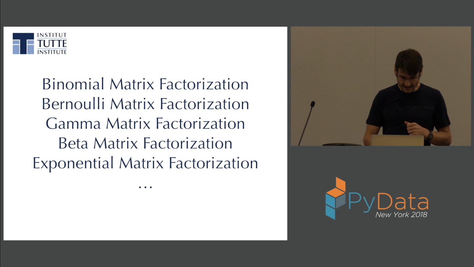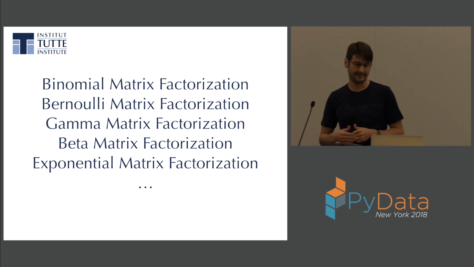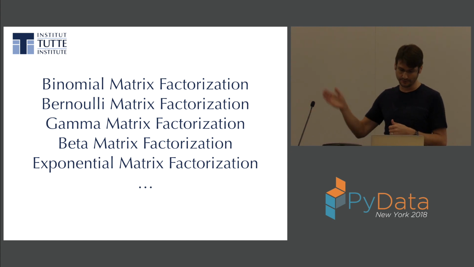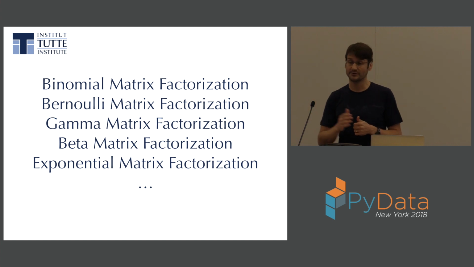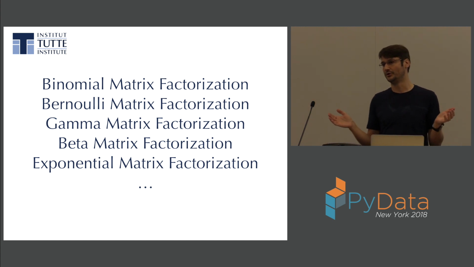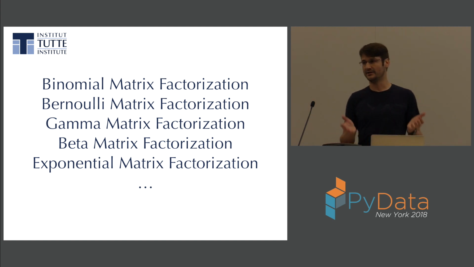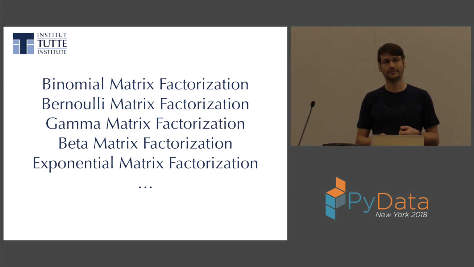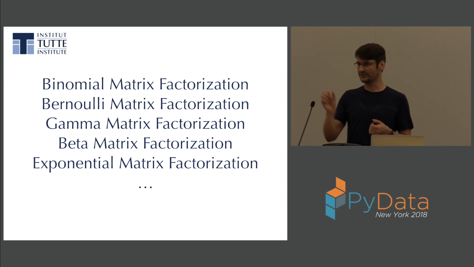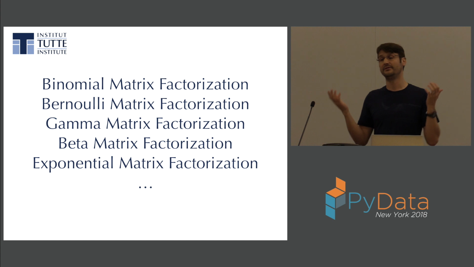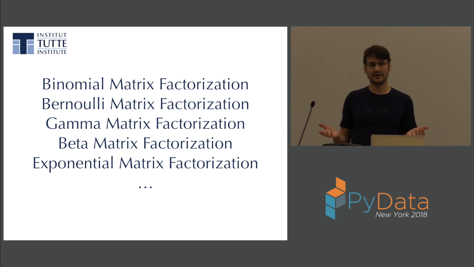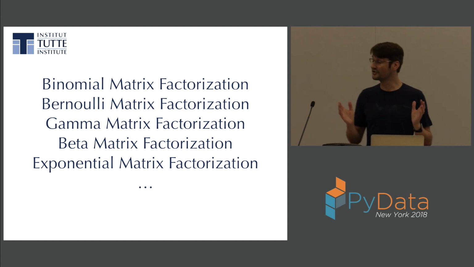And you can play this game with anything. Binomial matrix factorization, Bernoulli matrix factorization, beta matrix factorization. Pick your favorite distribution that you think describes your data well. You can plug it into the formula, work out what you should get as your loss function, and magically you have yet another matrix factorization algorithm that is dimension reduction specialized to your type of data. So this is a really powerful technique.